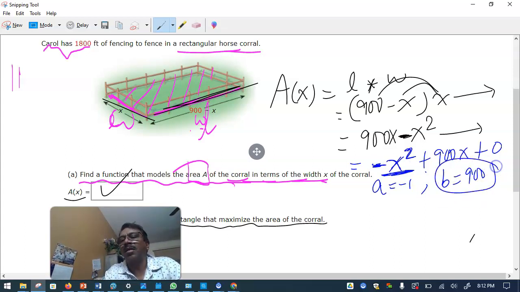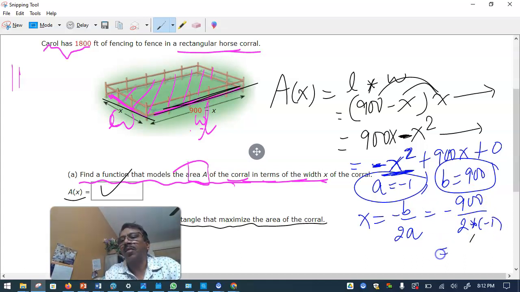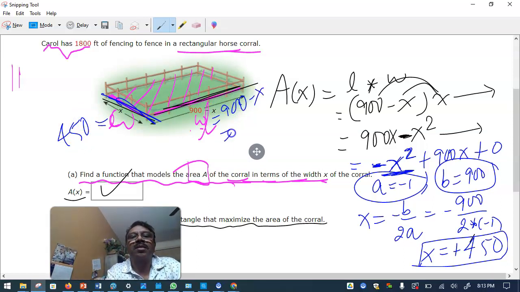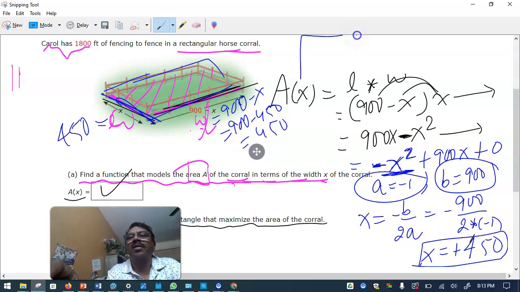So the formula that I was talking about is x equals minus b over 2a, and that is minus 900 divided by 2 times minus 1, and two negatives make a positive. 900 divided by 2 is 450. That means x, the width, is 450. The length is 900 minus x, so you plug in 450 and you get back 450. That means the area becomes maximum when the rectangle is a square.